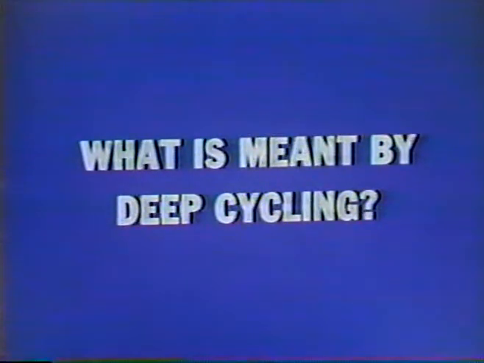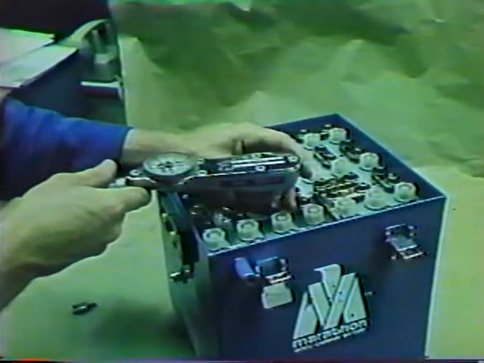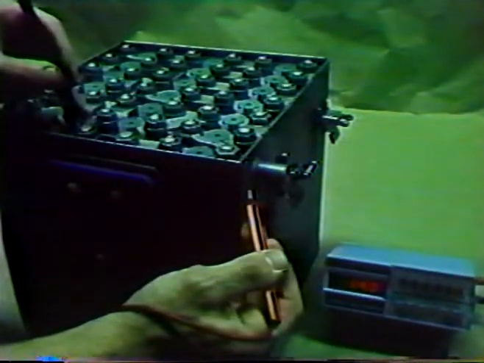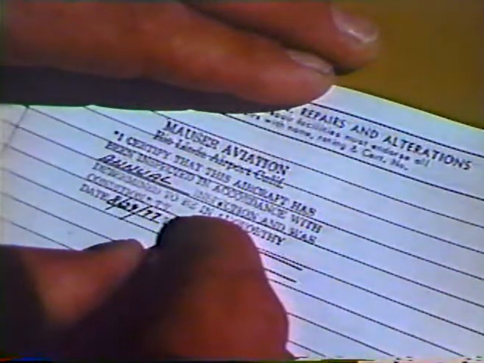Question: what is meant by deep cycling? The battery is completely discharged, all the cells shorted, and allowed to rest, then recharged to 140% of its rated capacity. Before the battery is returned to service, a final check is made of the torque on all the intercell connections, the level of the electrolyte and the leakage current, and the service performed is entered into the aircraft battery log. This log provides a record for the A&P to spot future problems.